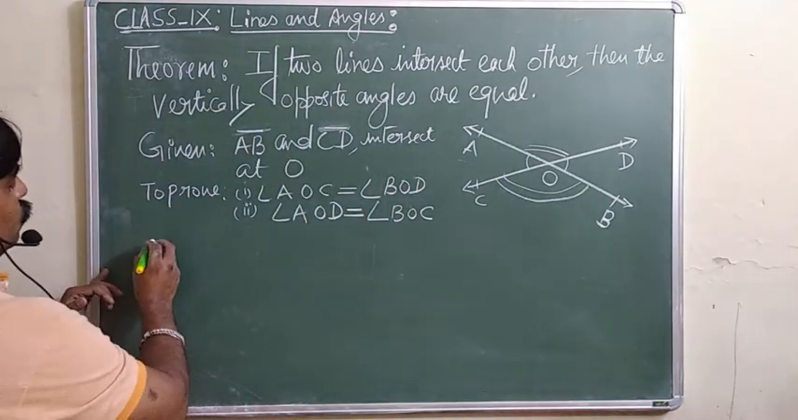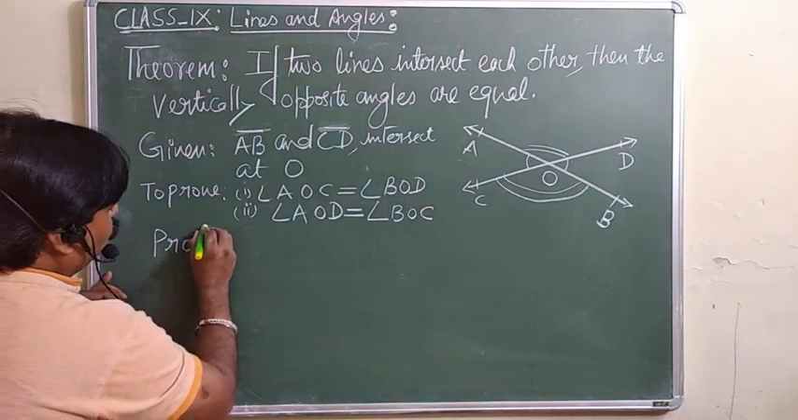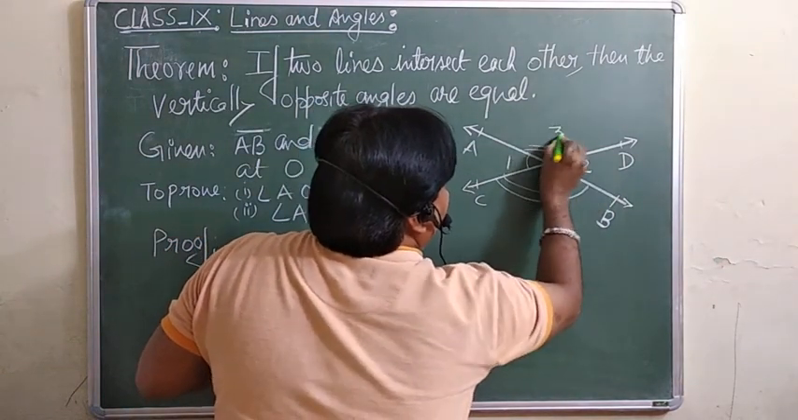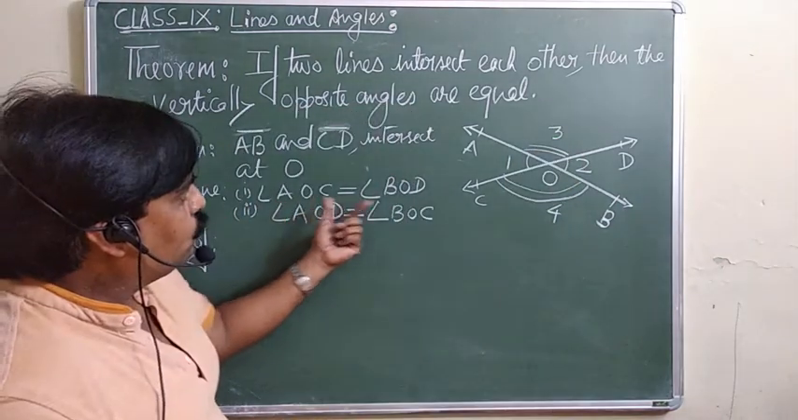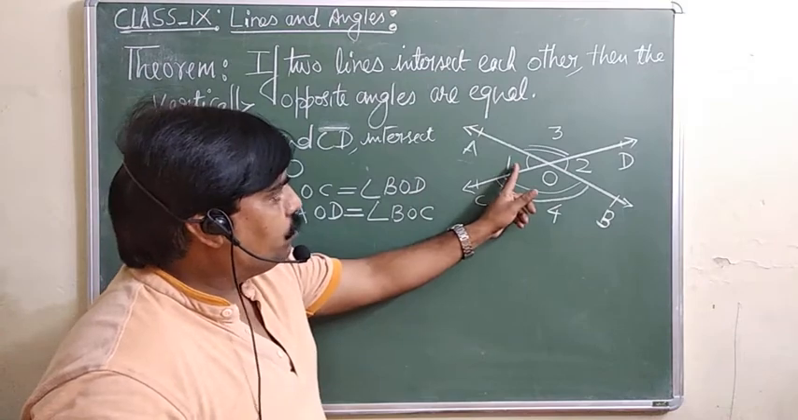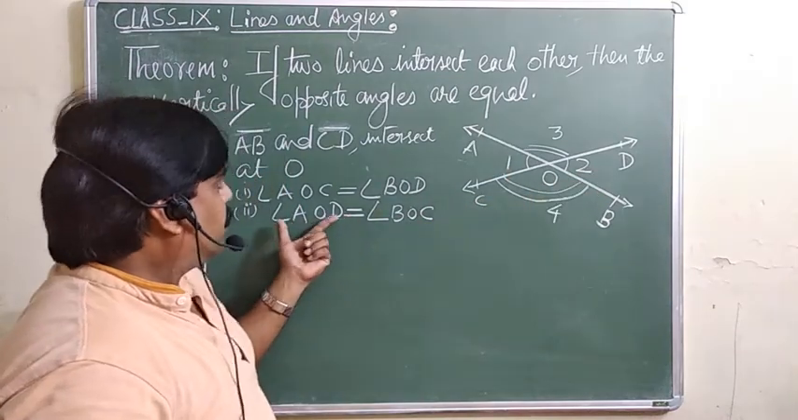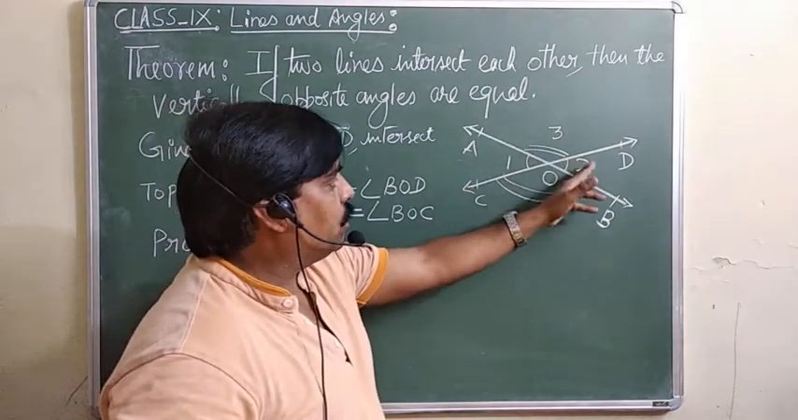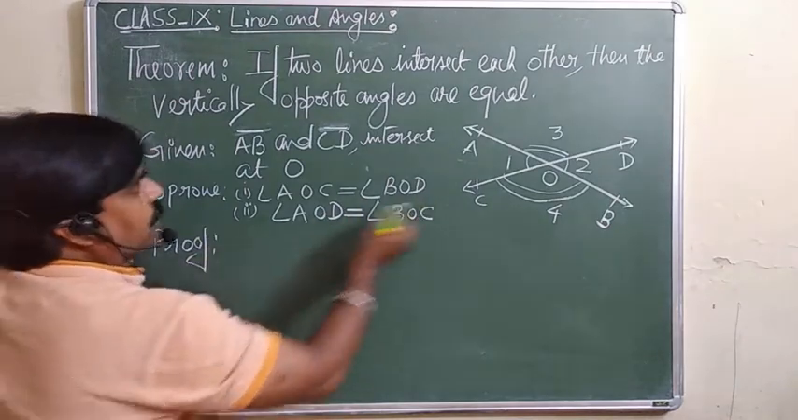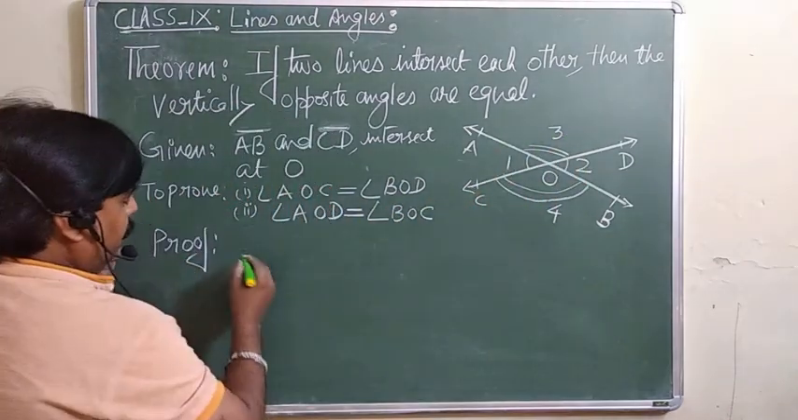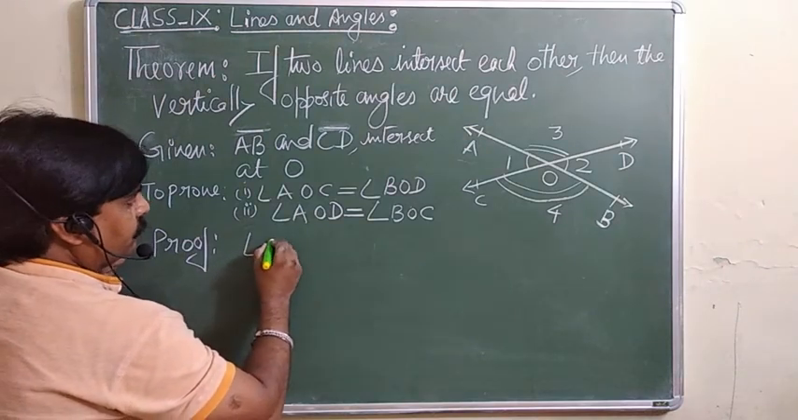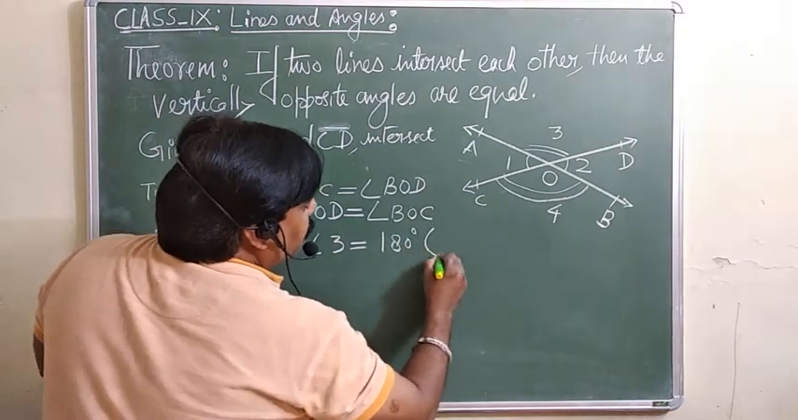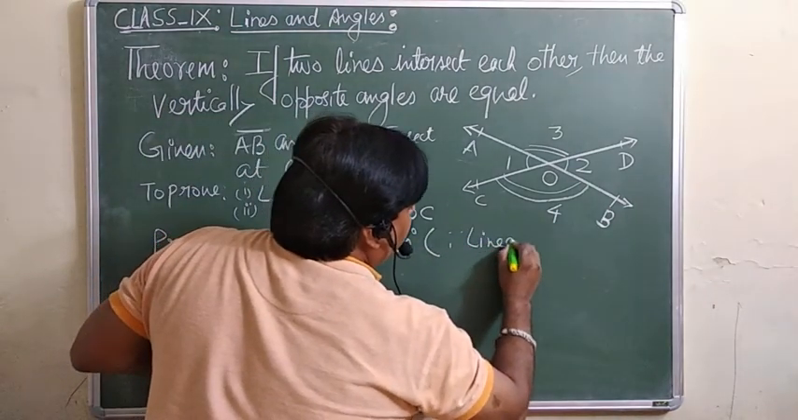Now the proof is here. For my own convenience, I am taking these angles as 1, 2, 3 and 4. Angle AOC equal to BOD means we want to prove angle 1 is equal to angle 2. And in the second part, AOD, angle 3 is equal to angle 4, we want to prove. Now see, angle 1 plus angle 3 will be equal to 180 degrees by linear pairs.